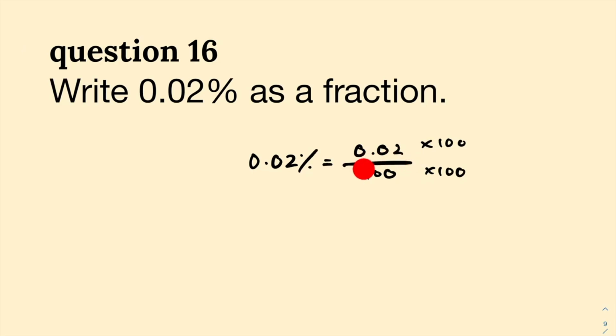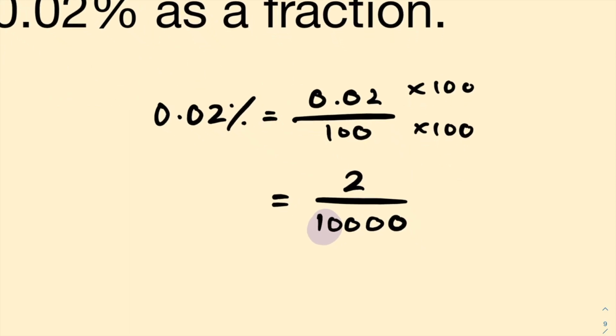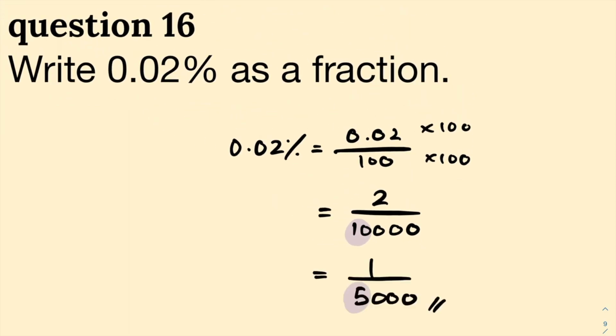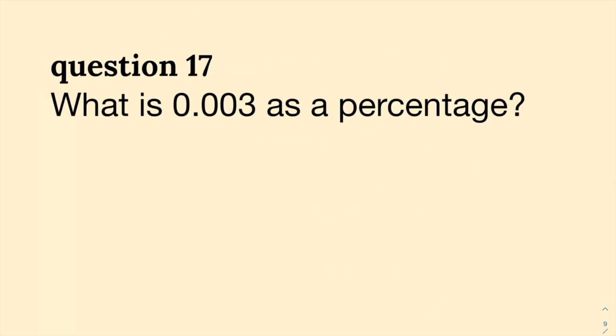And how do we do that? We move the decimal place 2 stops to the right. And that means multiplying by 100. So we will get 2 for the numerator. Now for the denominator, we have 100 times 100, which means we have a total of 4 zeros here, 1, 2, 3, 4. Okay, let's turn this into the simplest form, shall we? Which means we are going to divide by 2, which means the answer is 1 over 5,000. So there you go.